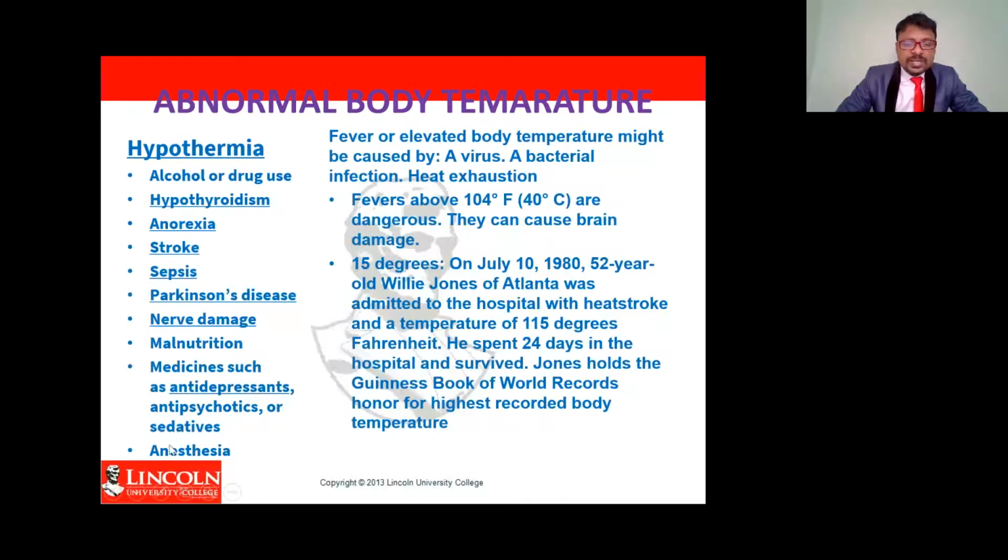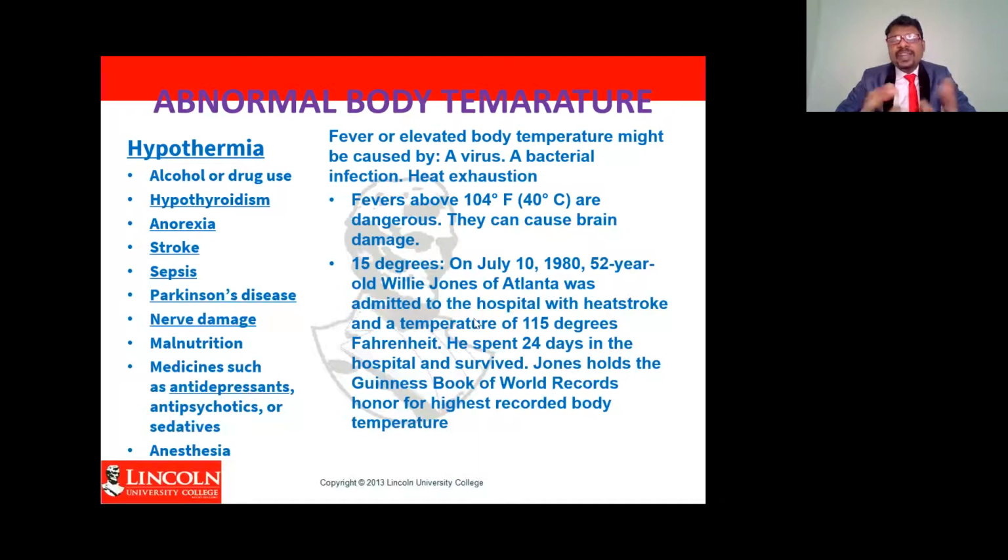Also, in the case of anesthesia, during any surgical procedure, if they don't want the patient to feel pain, doctors give anesthesia to avoid the pain. In these conditions they can get hypothermia. And also hyperthermia, which is an increase in body temperature. We call this fever, also called pyrexia. This is the condition where body temperature is more than 104 Fahrenheit or more than 40.